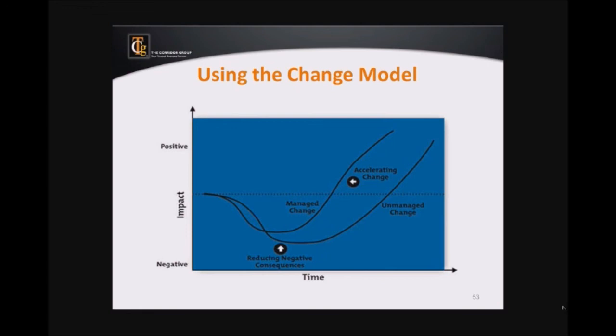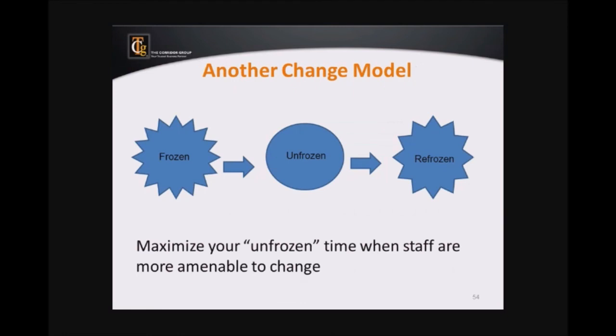You can accelerate their change, though. And if you look at this graph, you'll see that the arrow pointing to the first curve shows accelerated change, and it's a narrower curve than the second one, which is unmanaged change. That shows that there was a shorter time period that the staff needed to adjust than usual.